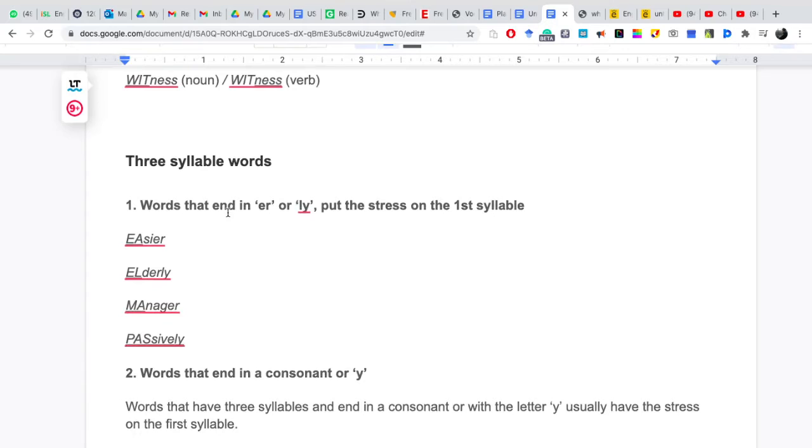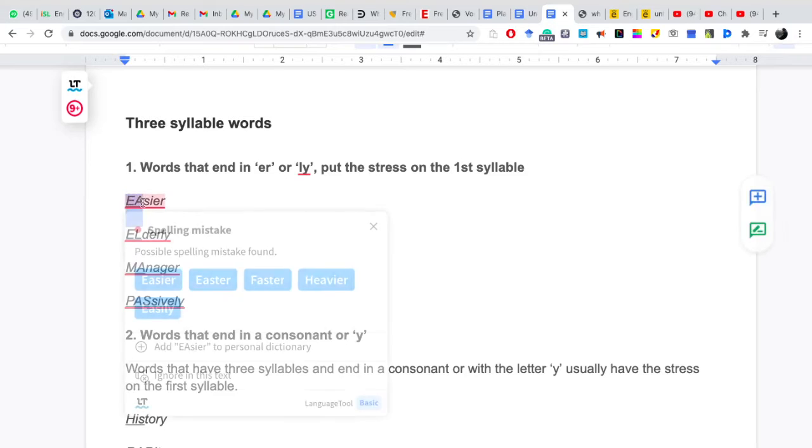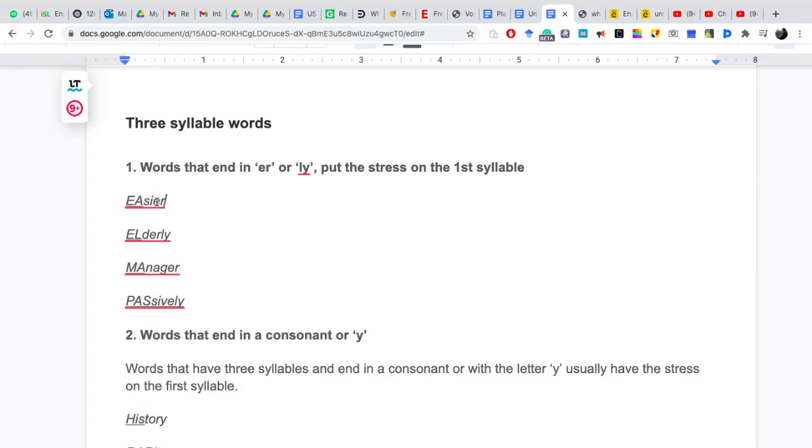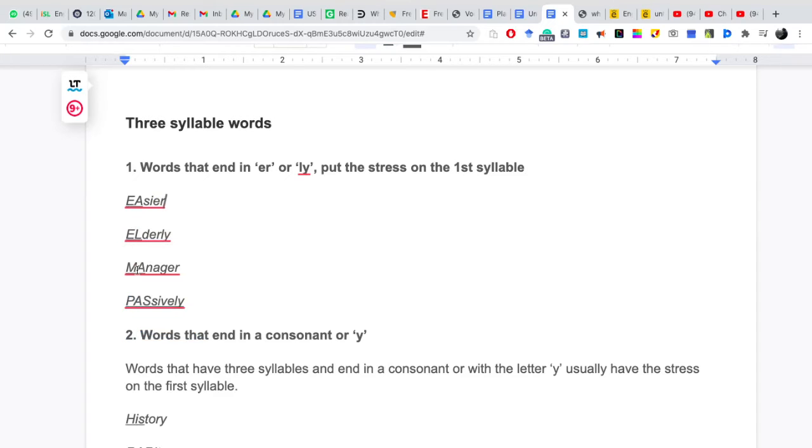Moving on to three-syllable words. With words ending in er or ly, the stress goes on the first syllable. Easier, this is the first syllable. The word ends in er, like in this one here. The word ends in er. Therefore, the stress goes on the first syllable. Elderly, manager, passively.